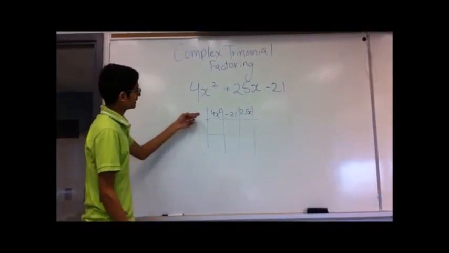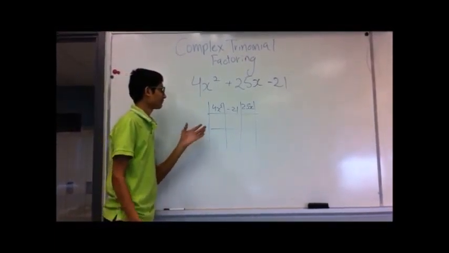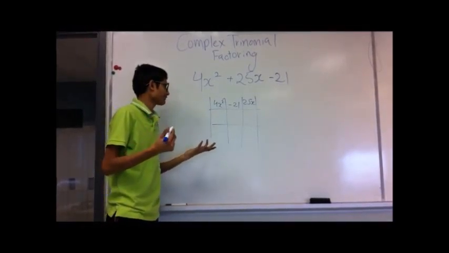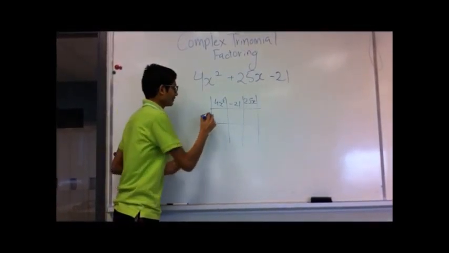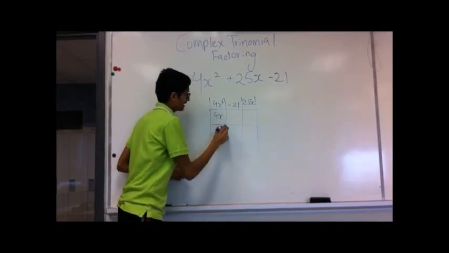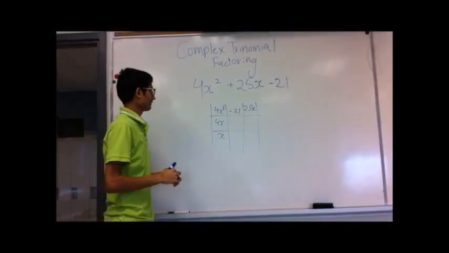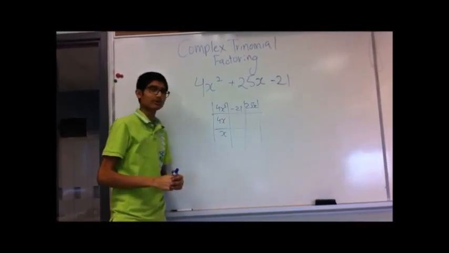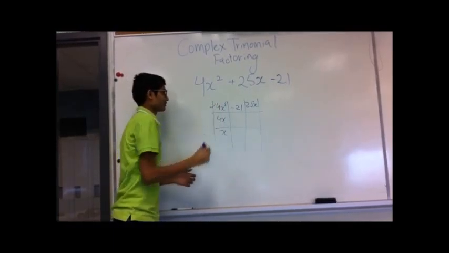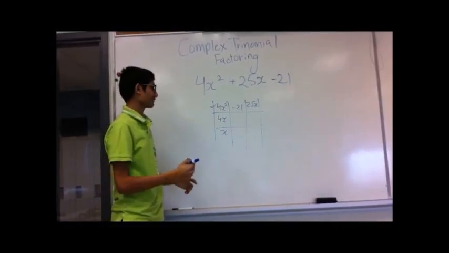Then we ask ourselves, what two numbers when multiplied give 4x squared? The first set of numbers that came to mind were 4x and x. And they do give 4x squared when multiplied. So the first portion is correct. Then we move on to the next one.